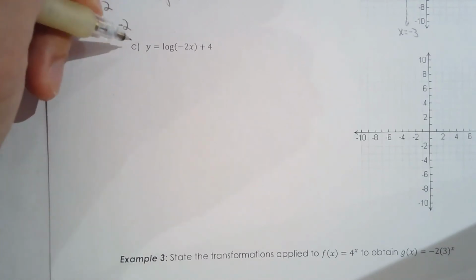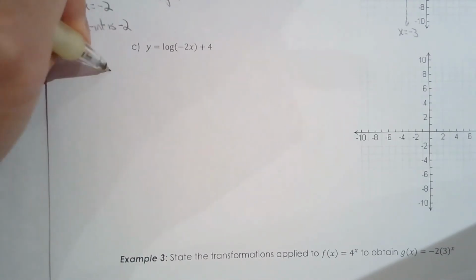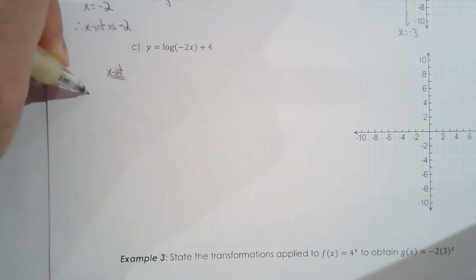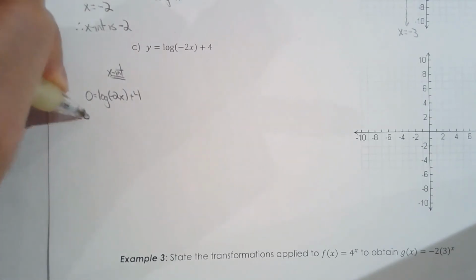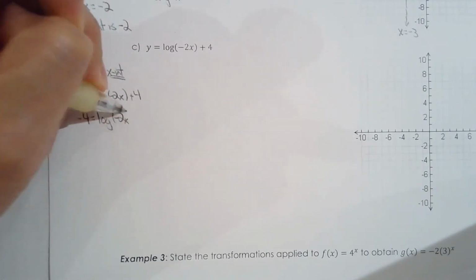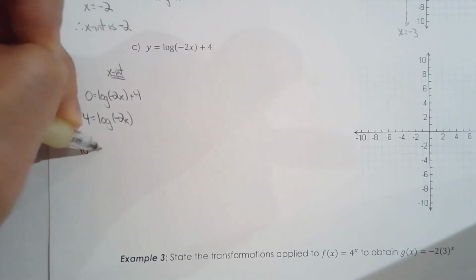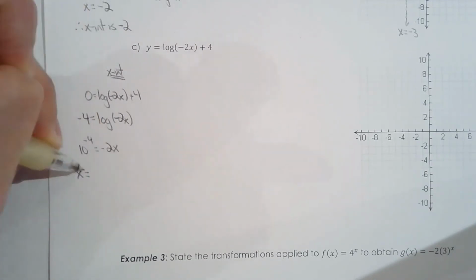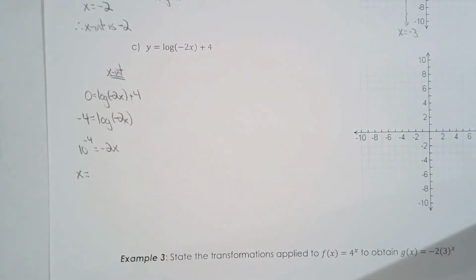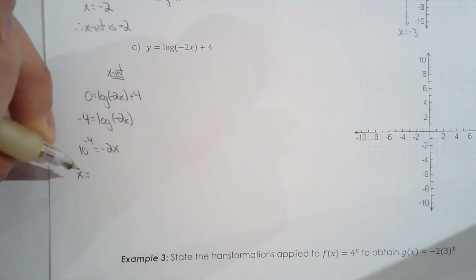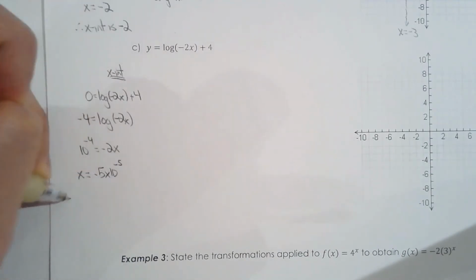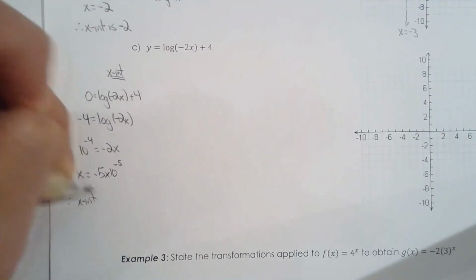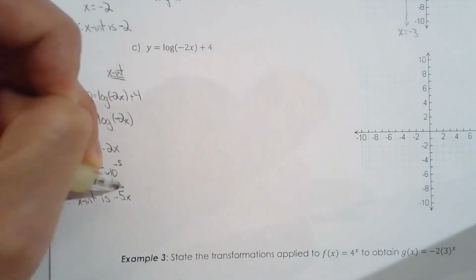All right, one more to go here. y equals log of -2x plus 4. So x-intercept, why not? So we'll let y equals 0. Okay, and then exponential form, and this one's going to be some ugly number. -5 times 10 to -5. I'm definitely not going to plot that.